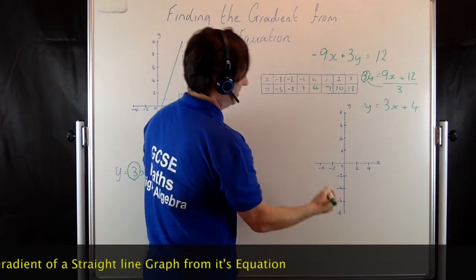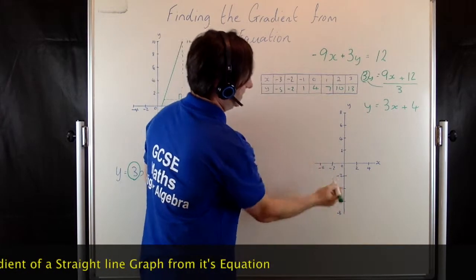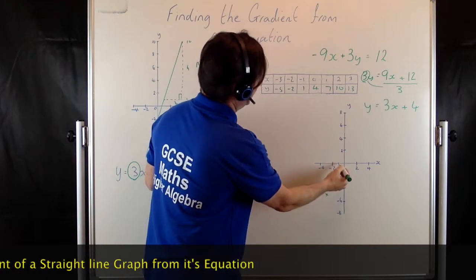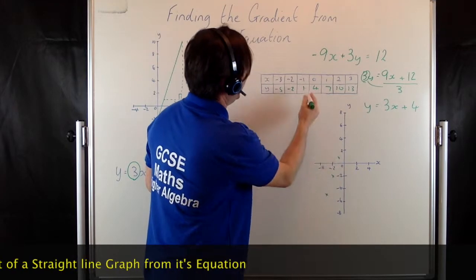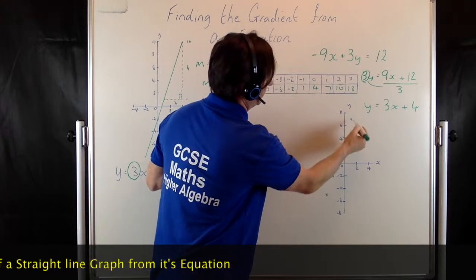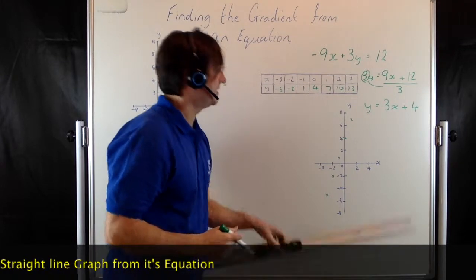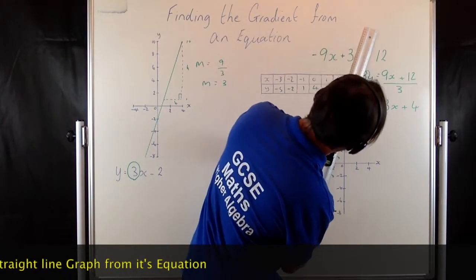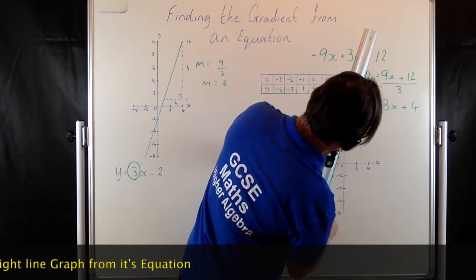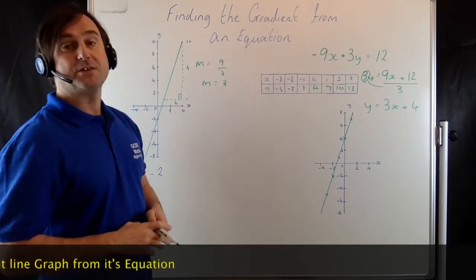When x is negative 3, y is negative 5. When x is negative 2, y is negative 2 as well. When x is negative 1, y is 1. When x is 0, y is 4. When x is 1, y is 7, and when x is 2, y is 10. I can't fit that on my graph, but I'm going to join these up, and that's going to give me my graph of y equals 3x plus 4.